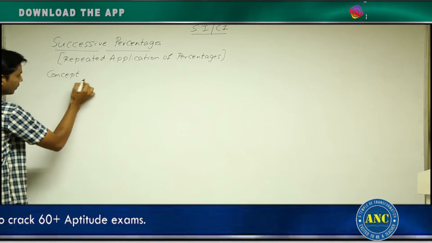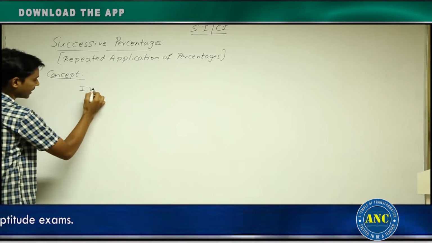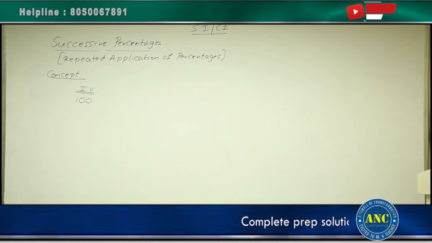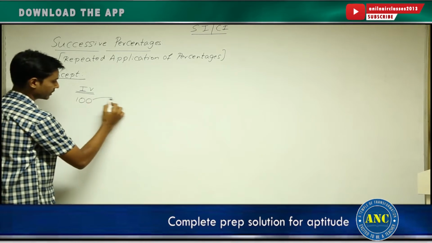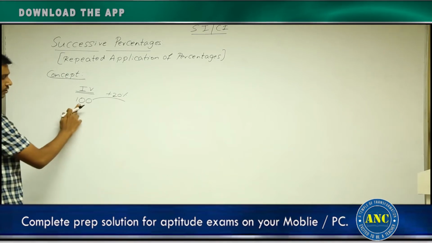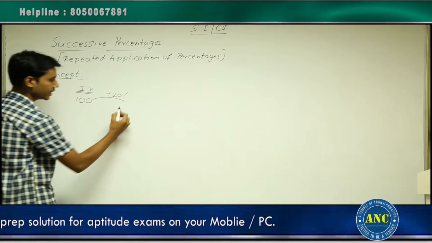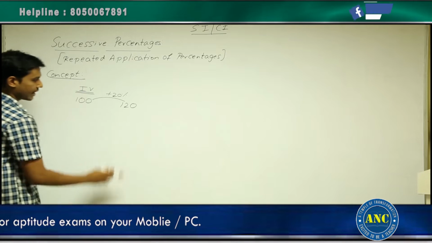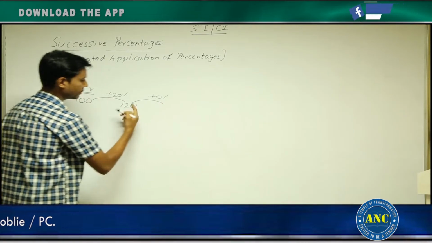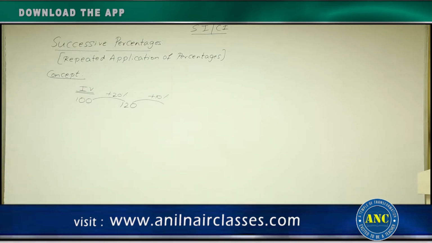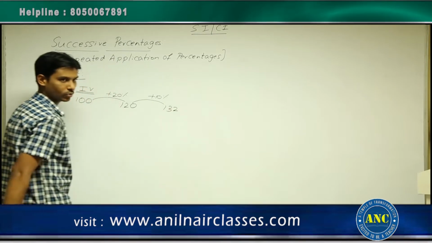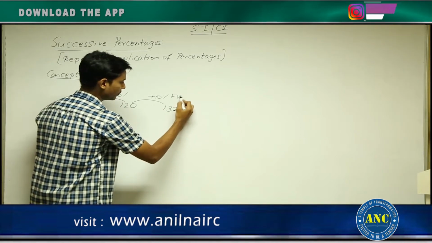Suppose, assume that initially I have 100 rupees. My initial value is 100 rupees. I will increase this by 20%. What is 20% of 100? 20 rupees. That means 20 rupees increase on 100. It becomes 120. Again I will increase this by some other value. Let me say 10%. What is 10% of 120? 12 rupees. There is an increase of 12 rupees on 120. It becomes 132.